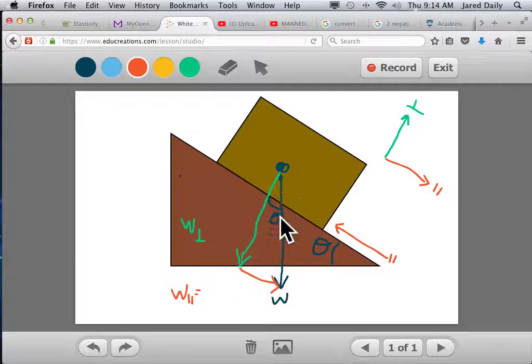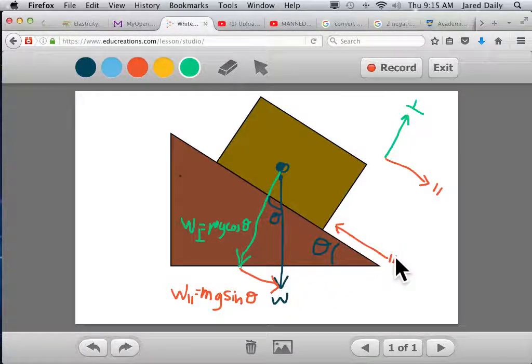So it's going to equal the weight of my thing, which I'm going to rewrite as m times g, because the weight is mass times gravity. And then, so that's the opposite side, so that's the sine of theta, right? Then my weight perpendicular is adjacent to that angle, so it's going to be m times g times cosine theta. So I've got those two fleshed out.